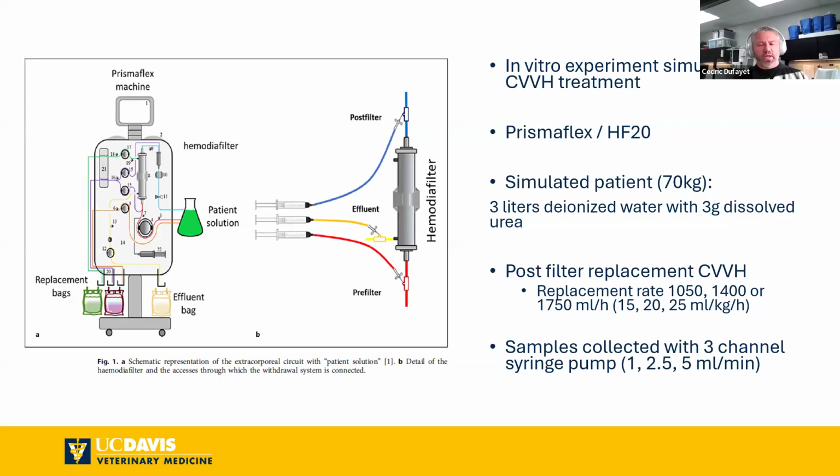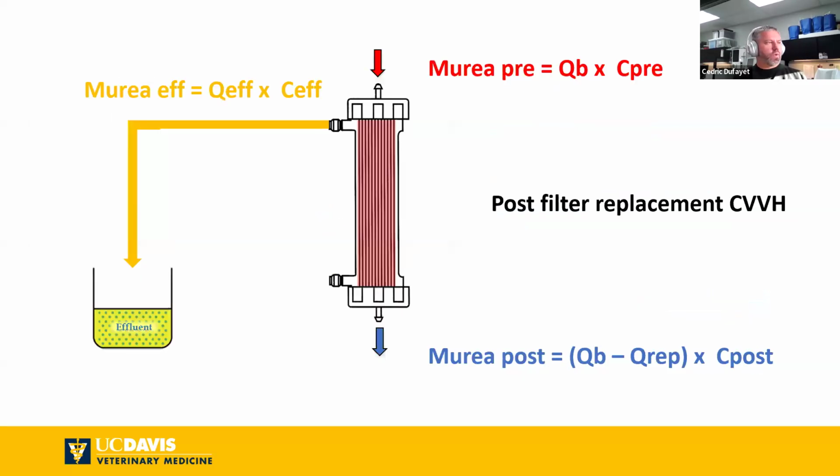And the way they chose to look at that, I thought was really interesting as well, because they decided to look at mass balance and mass balance error of urea throughout their hemofilter. So the principle is pretty simple. If you think that we're looking at post-filter replacement CVVH, the mass of urea that is going to get into the filter is pretty much your blood flow times your BUN concentration pre-filter.